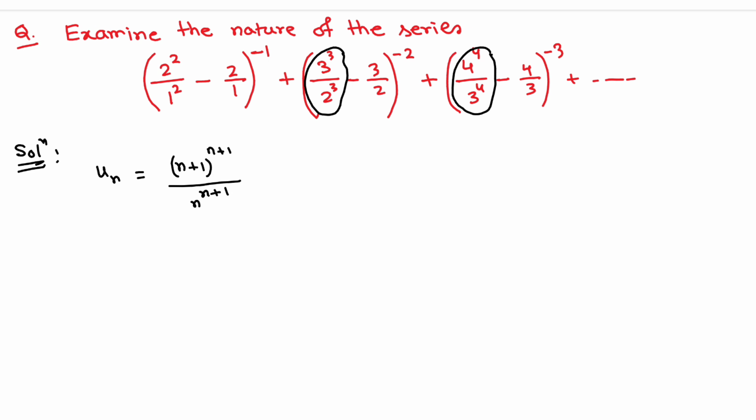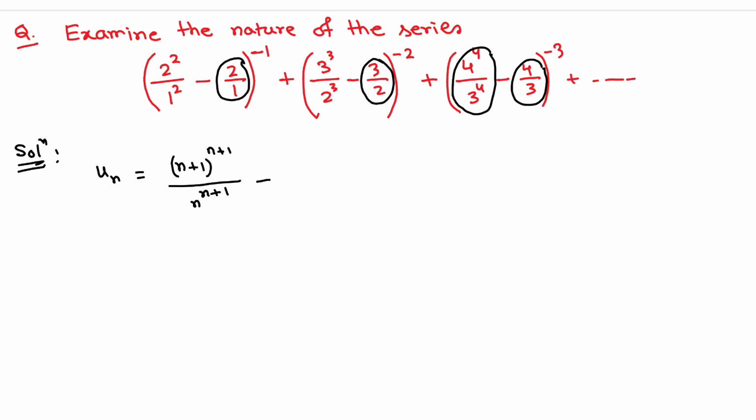Now you can check by putting n equals 1, n equals 2, n equals 3. You have to verify it. This is the hit and trial method. For n equals 1, this is 2 by 1. n equals 2, this is 3 by 2. n equals 3, this is 4 by 3. So when n equals 1, the numerator is increased by 1.